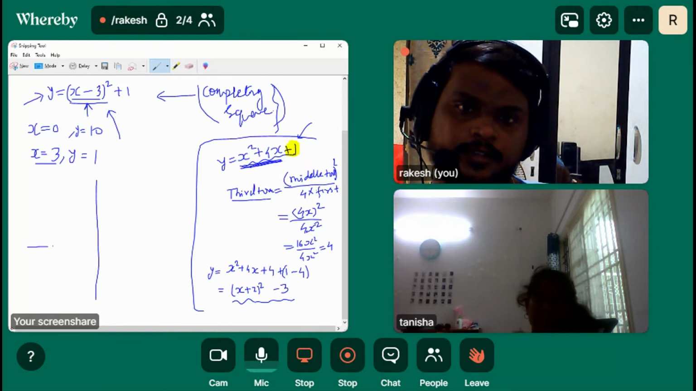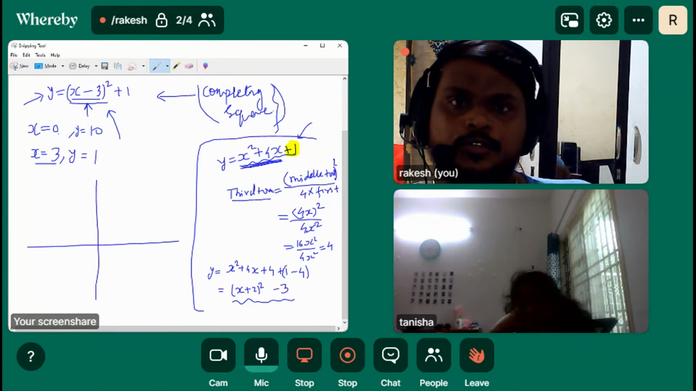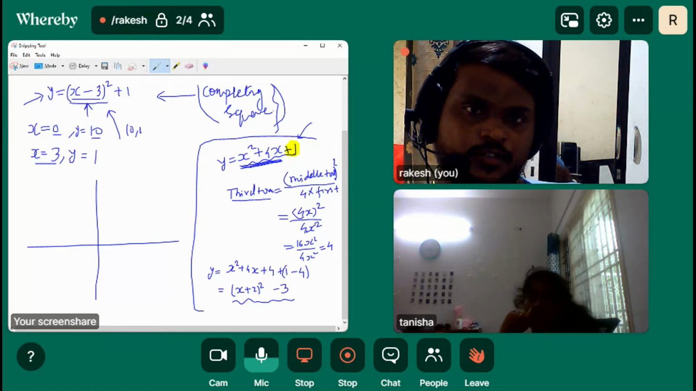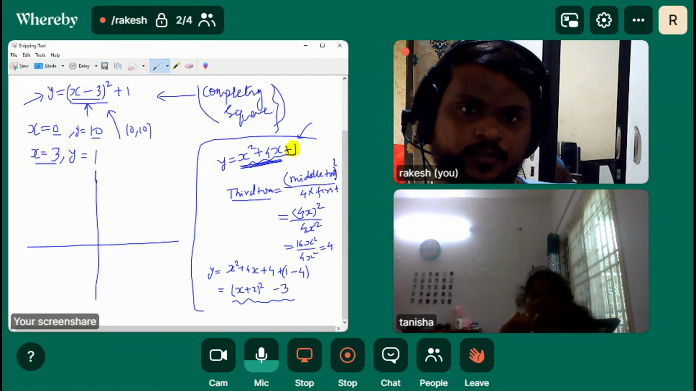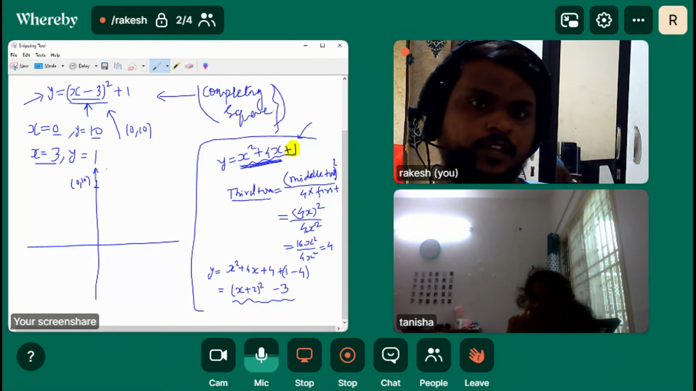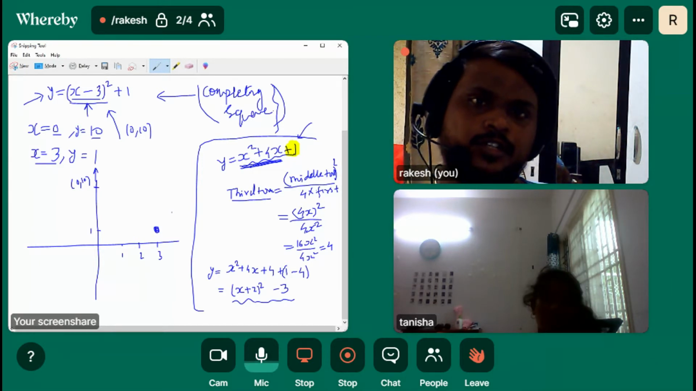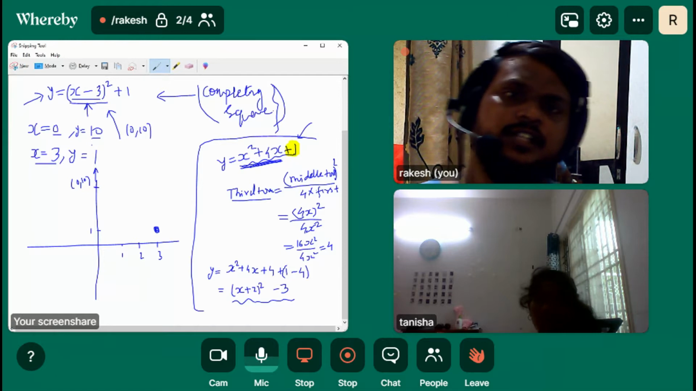Okay. So x is 0, y is 10, right? This is one of the points, 0 comma 10, the y intercept. So somewhere here, 0 comma 10. Okay. Then 3 comma 1. Where is 3 comma 1? If I take this as 1, 2, 3, 3 comma 1 is somewhere here.